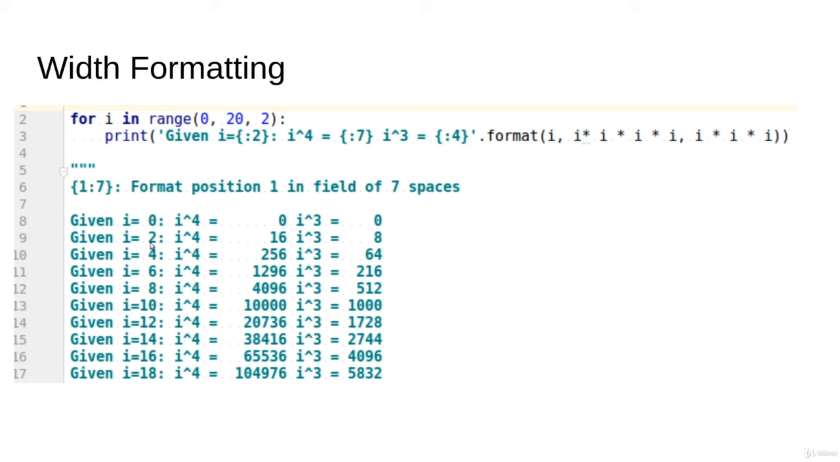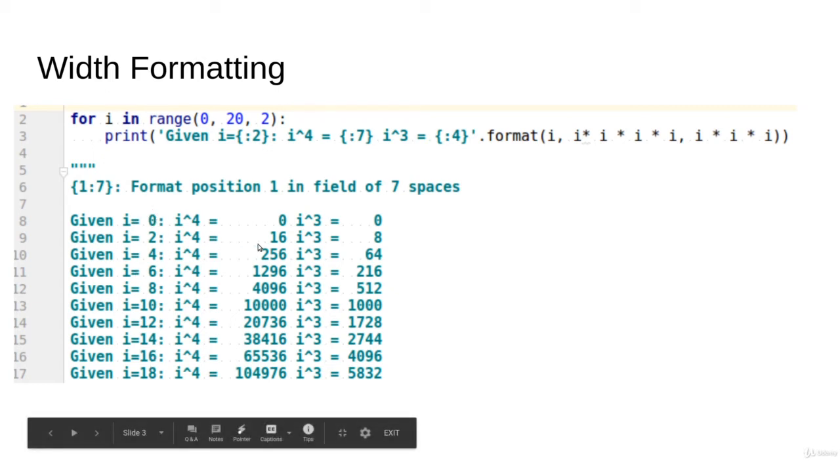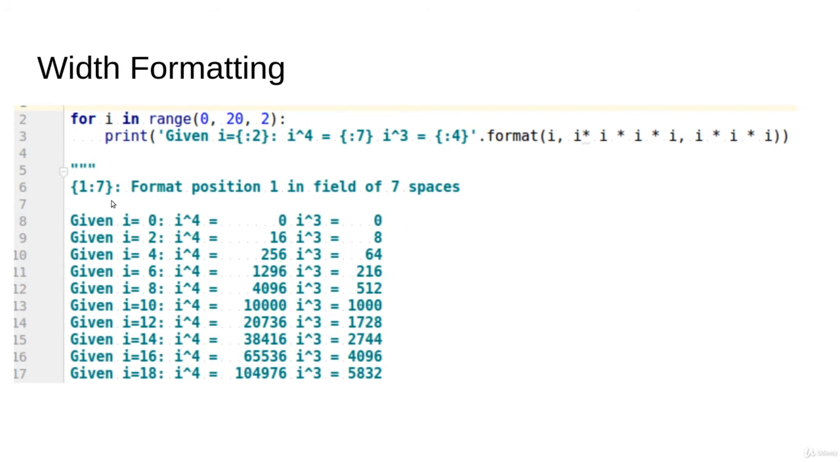So here all of these numbers, observe how they are right aligned. This is right aligned in a field of 2 spaces. This is right aligned in a field of 7 spaces. This is right aligned in a field of 4 spaces. So when we write colon 7, it means a field of 7 spaces. 1 is for the field index, or you can remove it. So it can be 1 colon 7 or colon 7 directly. This is what we call right aligned output.